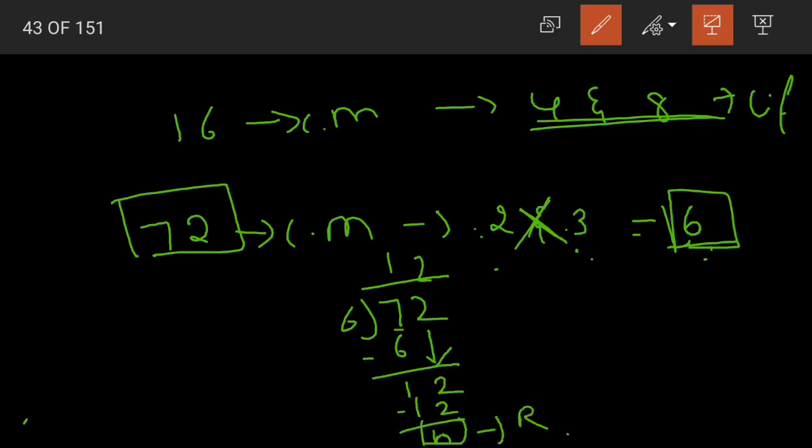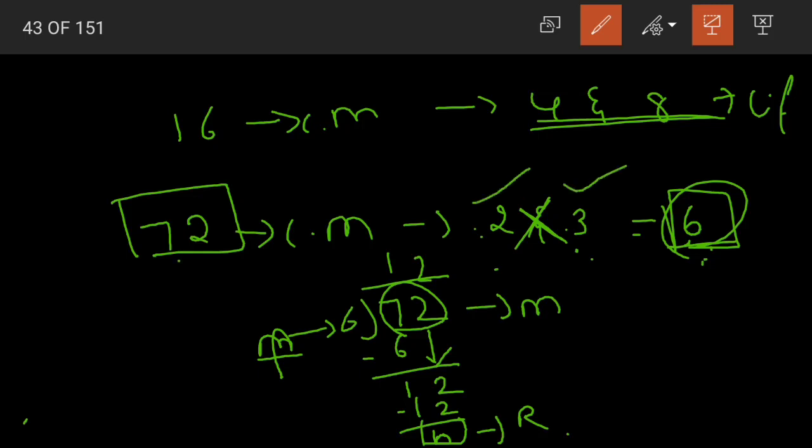Yes, so what does this mean? 72 is a multiple of 6. So 72 also becomes a multiple of 2 and 3. Okay, if the given numbers have no common factors, like here 2 and 3 have no common factors other than 1. Okay, other than 1. So 1 is a common factor. Any two numbers you take, 1 will always be the common factor. Okay, so that is why we are saying no common factors other than 1.